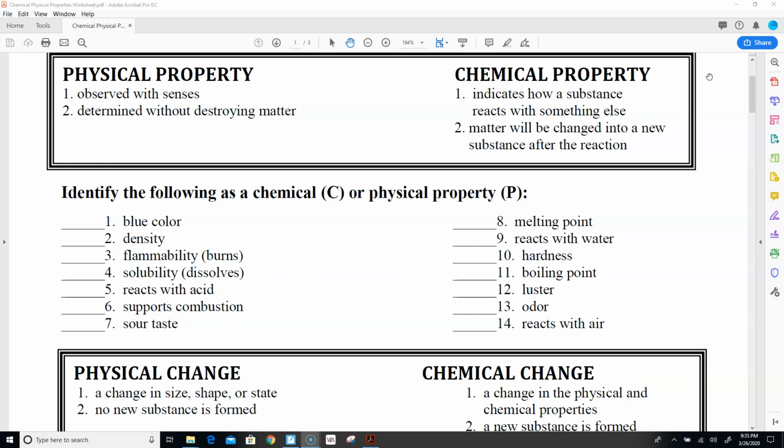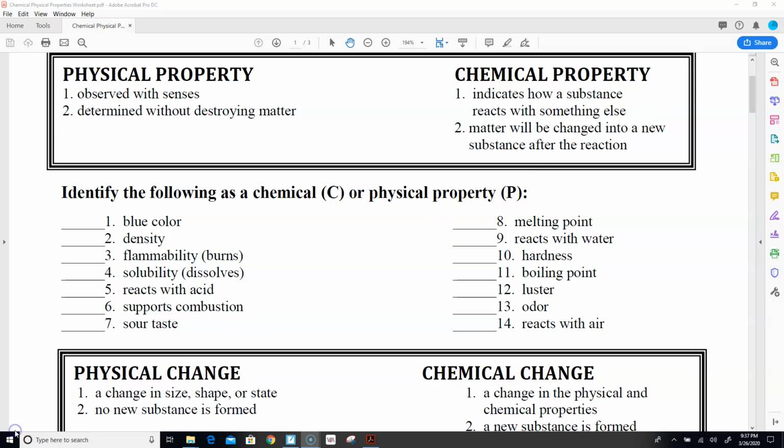Melting point, that's going to be physical because all it's doing is measuring when something goes from a solid to a liquid. Reacts with water, that's going to be chemical because the word reacts implies that it's undergoing some kind of change. Let's see, hardness. Hardness is going to be physical. That's just how easily you can bend or deflect something.